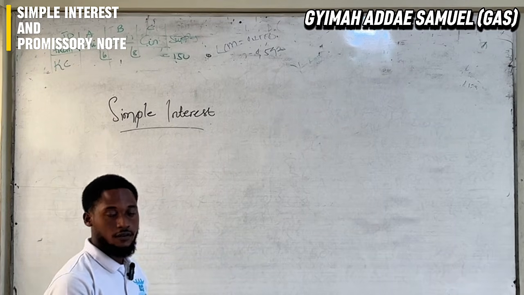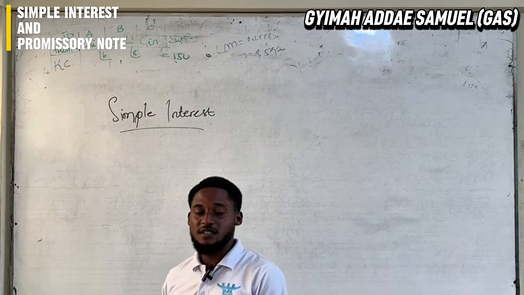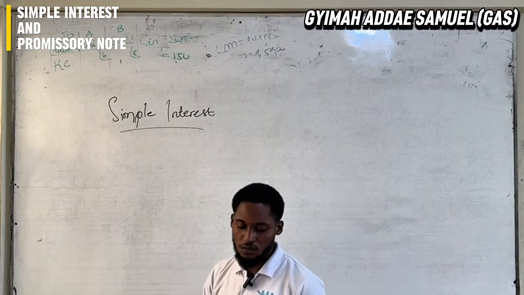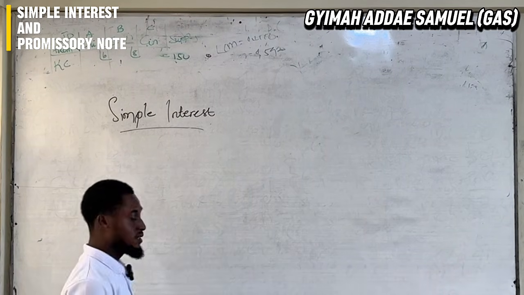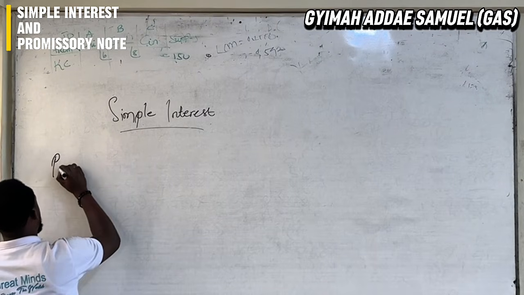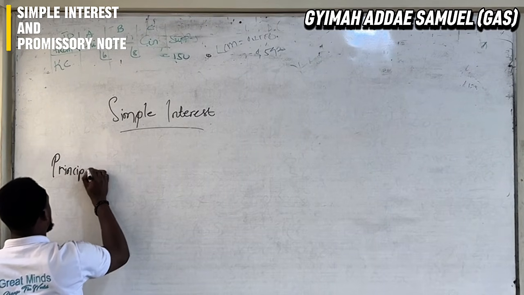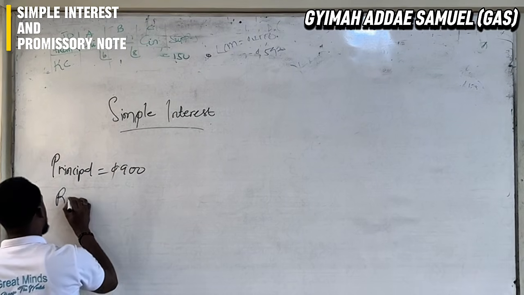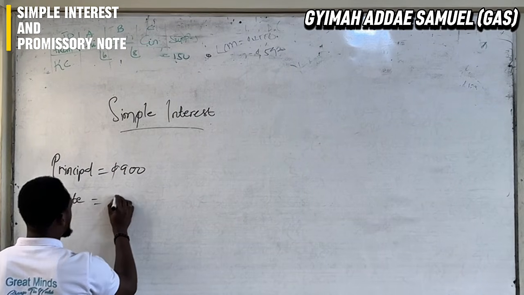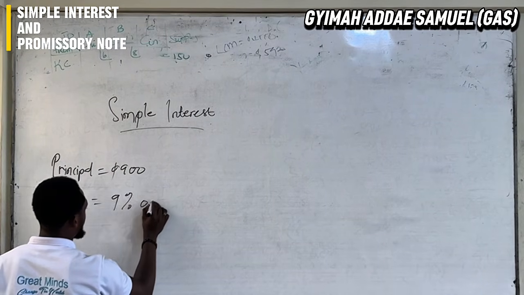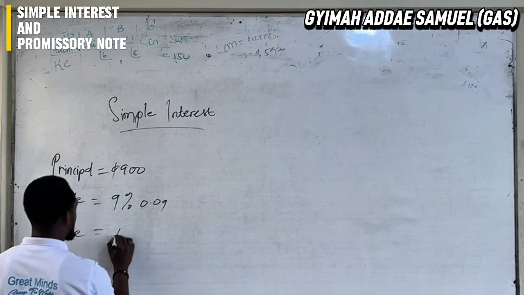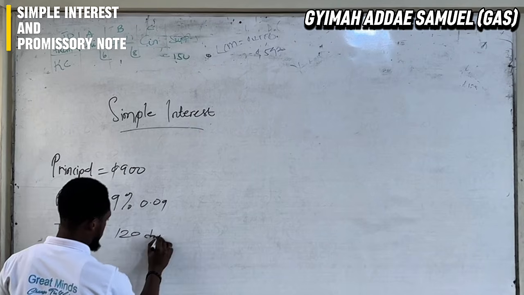The way we solved for the first one will always be the same way we solve for the ordinary, but some figures will have to change here. So now let's move on. Using the same apparatus, the principal as usual is 900 cedis. Then we have our rate, which was also given to be 9%, making 0.09. Then we have our time, given as 120 days.